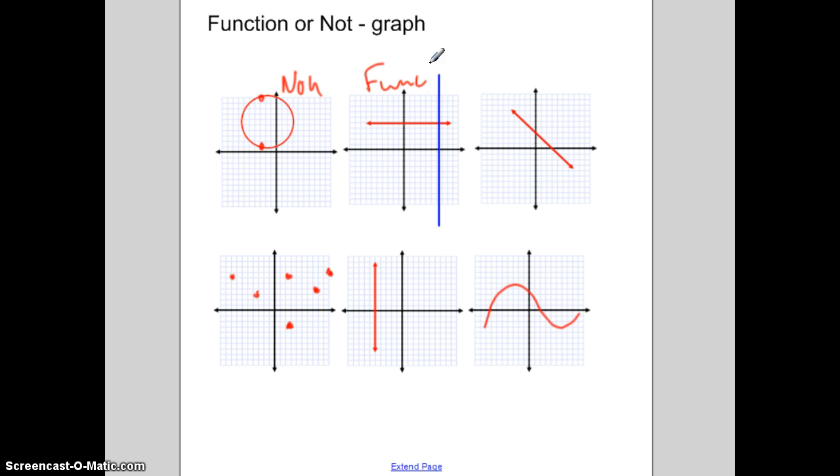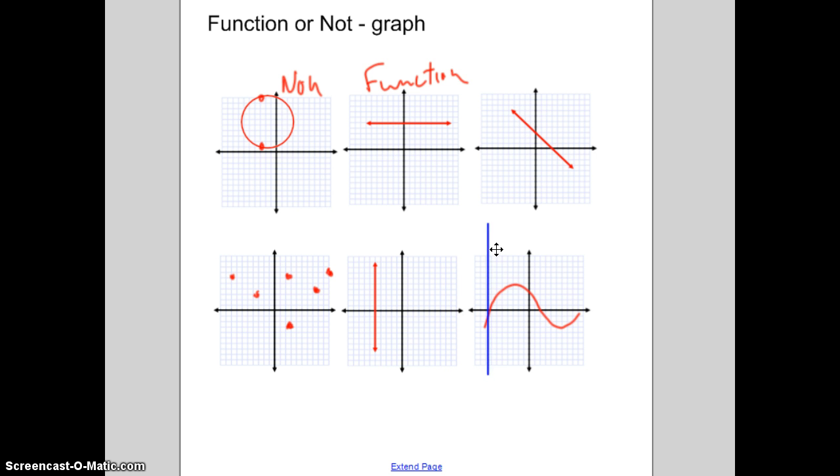Function. Same thing here. It only touches it at one spot, right along that blue line. So that is a function as well. Down here, function or not? It touches it once. Right here, it touches it twice, up there and down there. So this is not a function. This is a non-function. And right here, this is going to match up everywhere along that line, so this is a non-function as well.